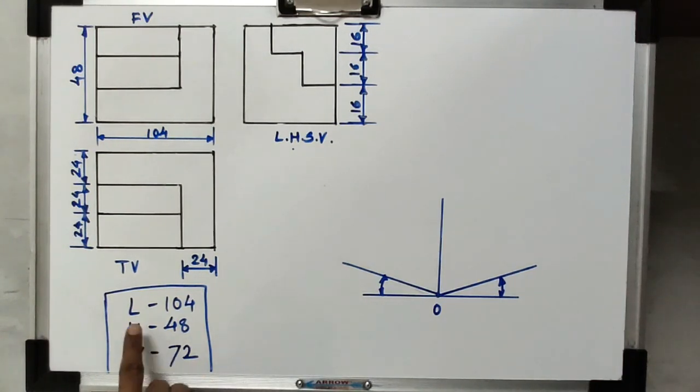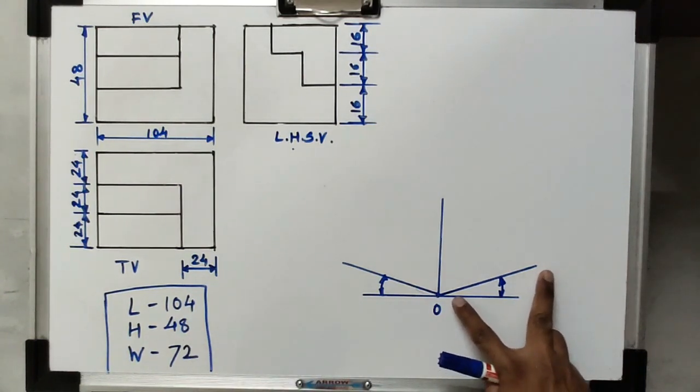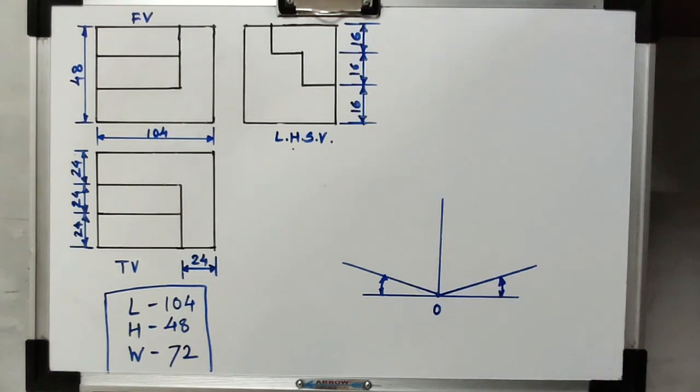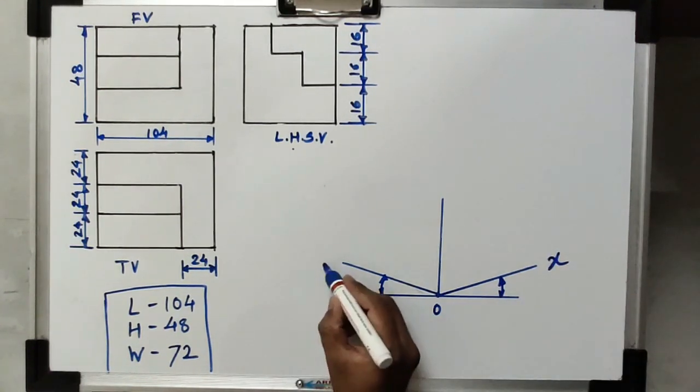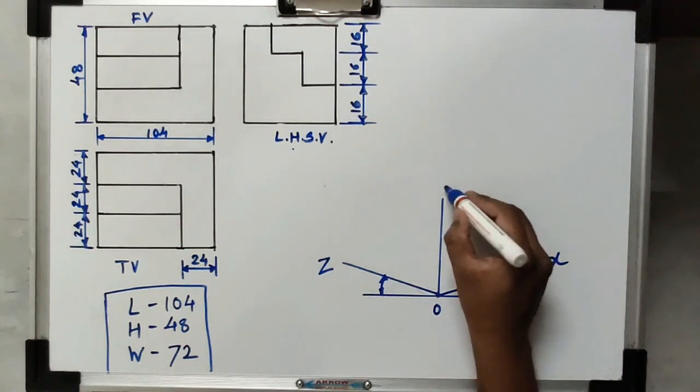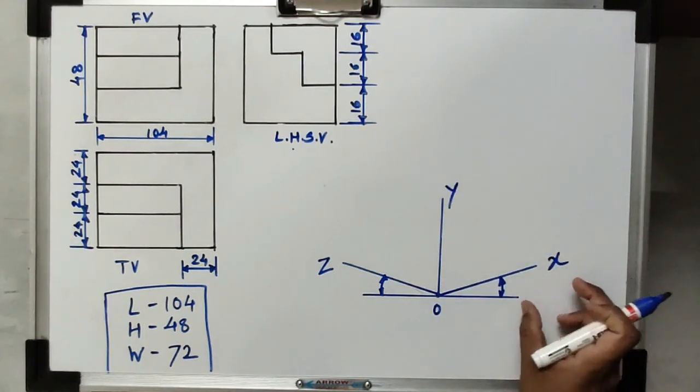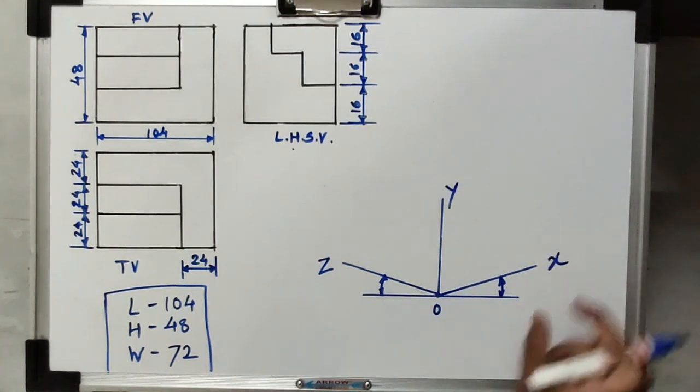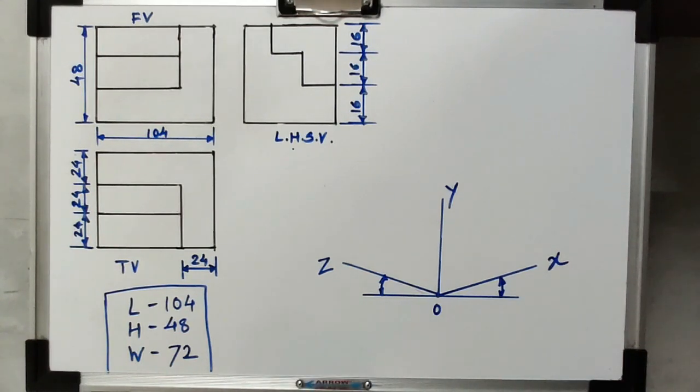The total length of the object is 104. Now the question is whether the total length 104 will be marked on the right side inclination line, that is, on the x axis, or on the z axis, because the y axis will always be vertical. We only have to decide whether it is on the x axis or the z axis. So how do we decide that?